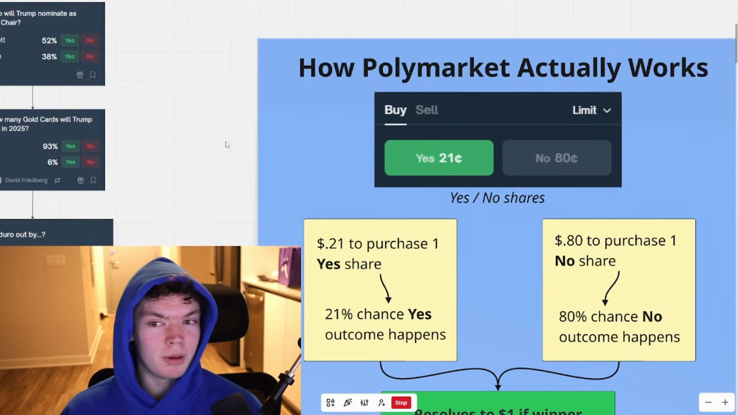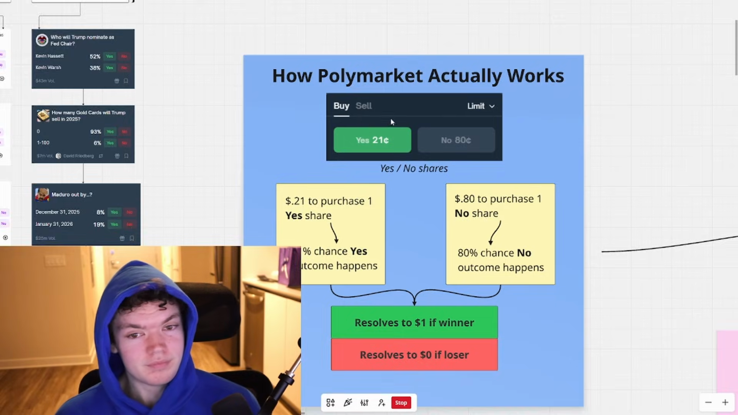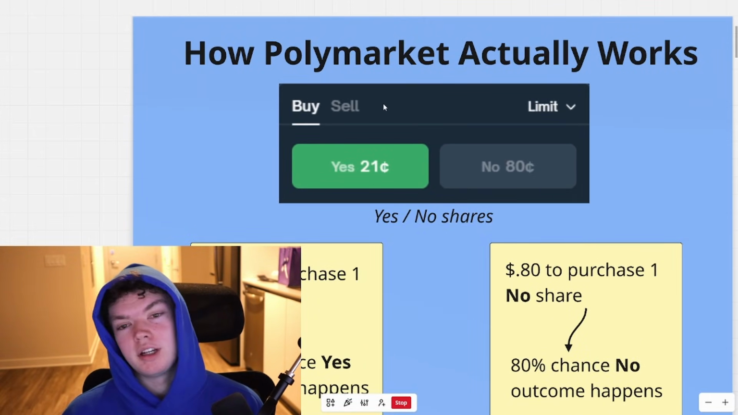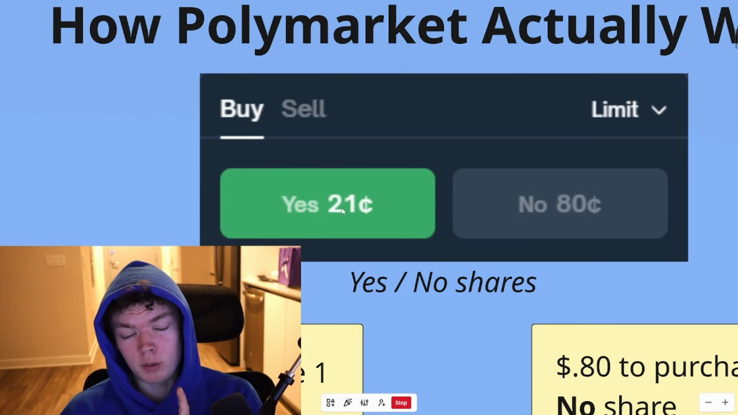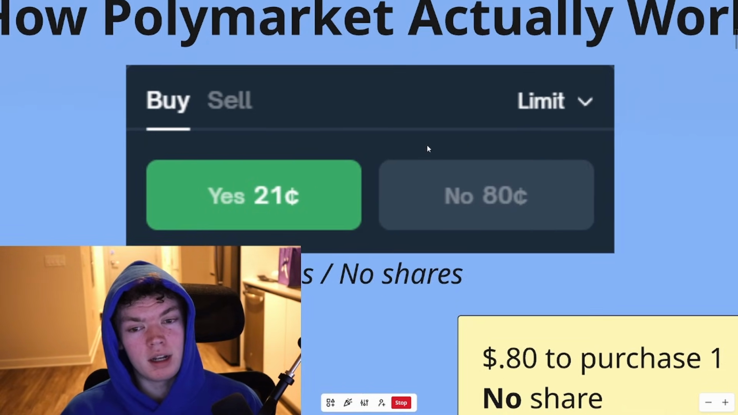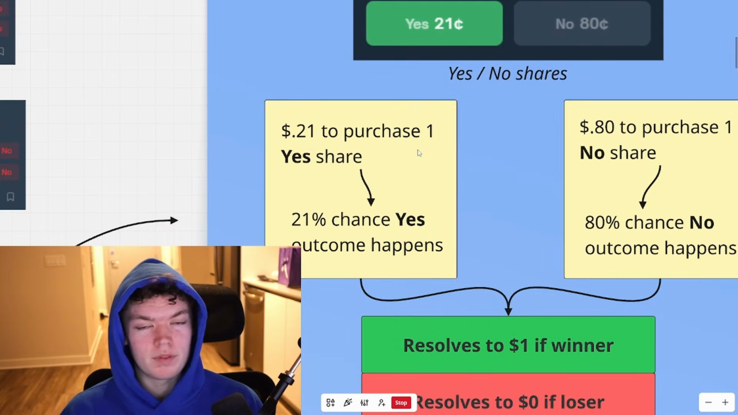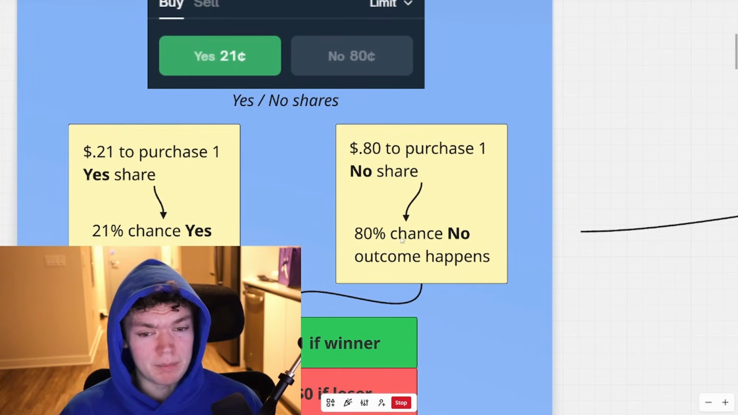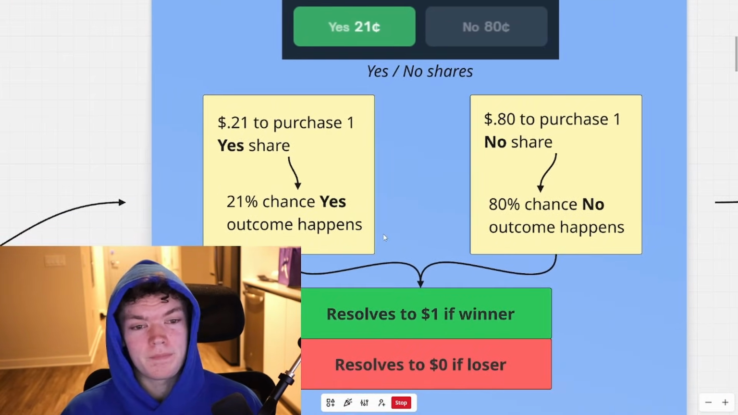So how Polymarket actually works. We're going basic. We're going broad. What you're buying on Polymarket is yes shares or no shares. So right now in this example, you could buy one yes share for 21 cents, or you could buy one no share for 80 cents. In other words, 21% chance that yes happens or 80% chance that no happens. Okay, that's what that is saying.